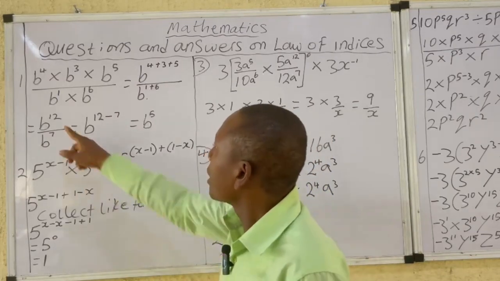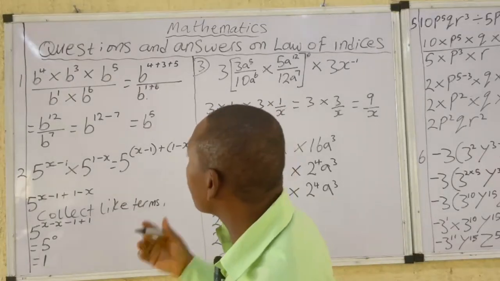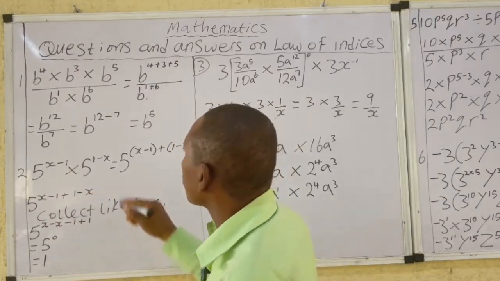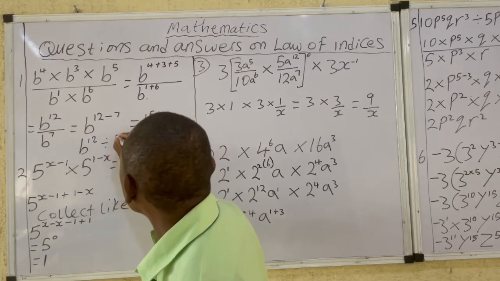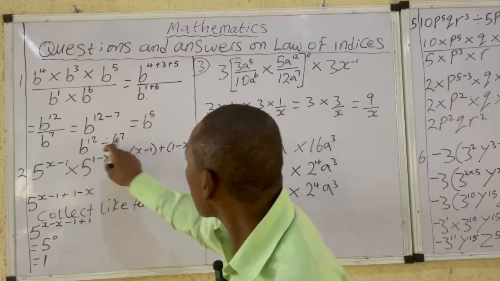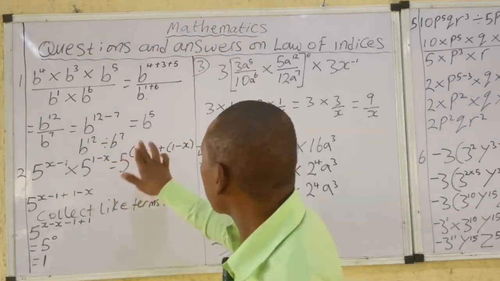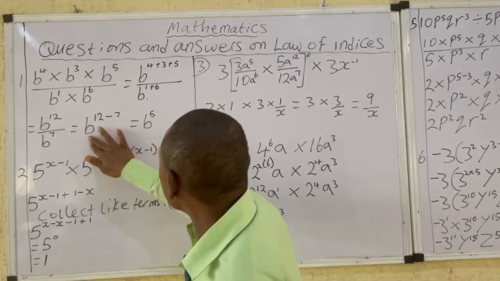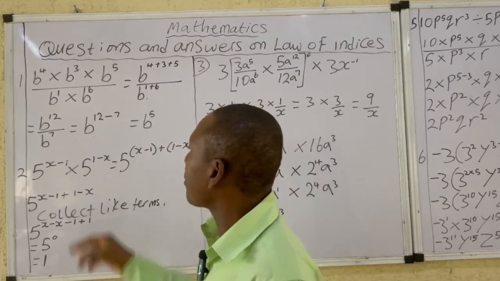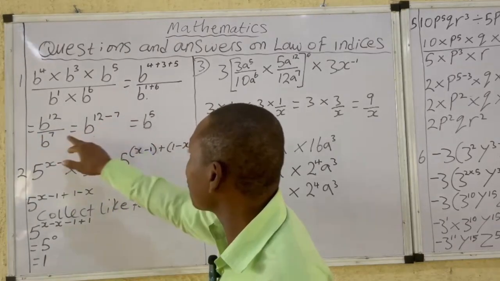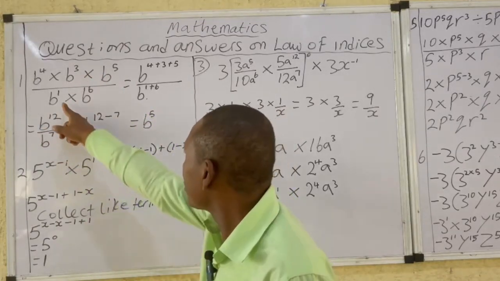Now, note that this sign is actually a division sign, and in the law of indices, division means subtract. So you subtract the powers. You have b raised to the power 12 divided by b raised to the power 7. I'll pick one base, but I'll subtract the powers. That's what I did here: I picked one and put 12 minus 7. Remember, because of the division sign, I have to subtract. If it's a multiplication sign, I'll have to add, just the way I did in the numerator and the denominator.